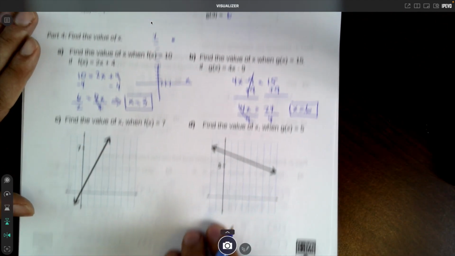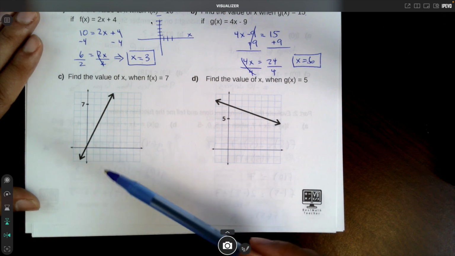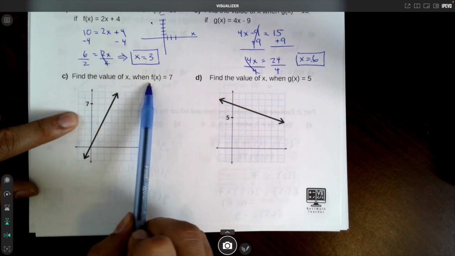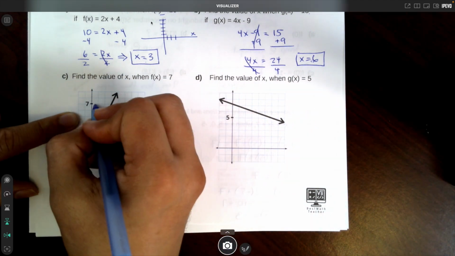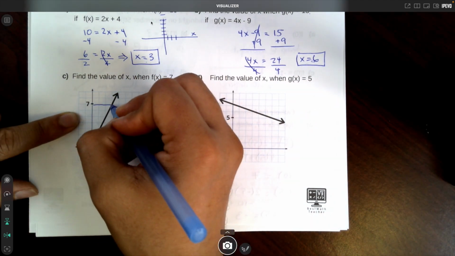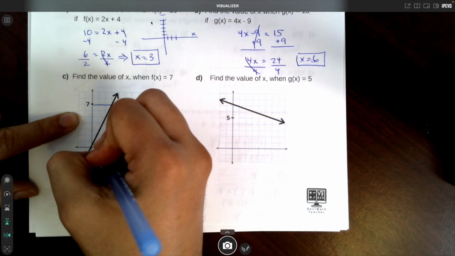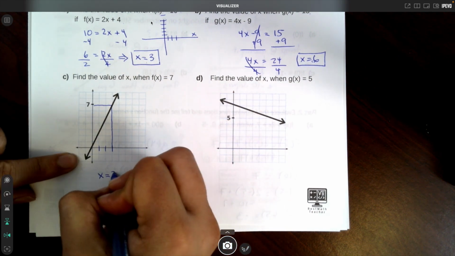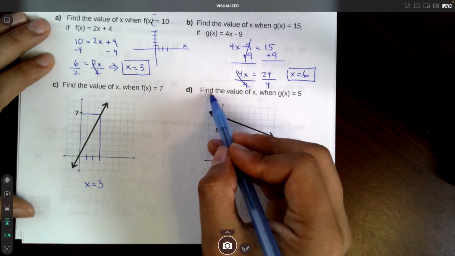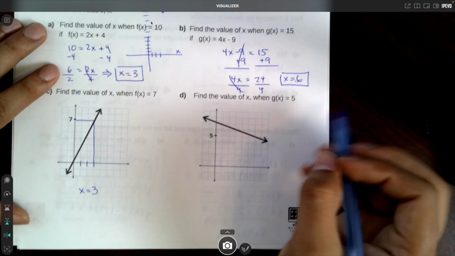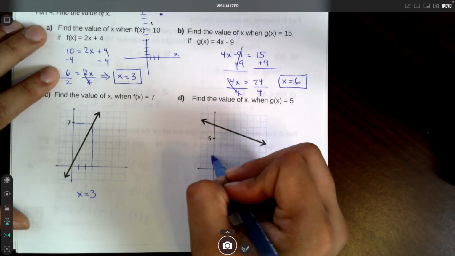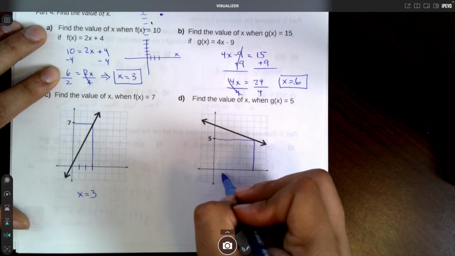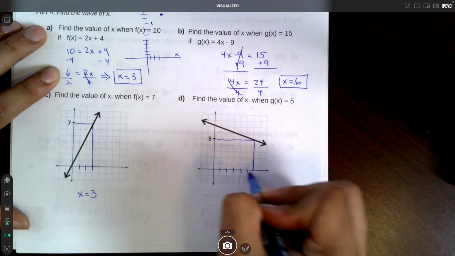Okay? Now, we can also do that with the graphs. And I try to make it easy for you guys. I even put the numbers over here. So find the value of x when f of x is equal to 7. So if this is our y value, what's our x value? 1, 2, 3. So x equals 3. Let's find the value of x when g of x is equal to 5. So here's 5. 1, 2, 3, 4, 5. So go like that. Bring it back down. 1, 2, 3, 4, 5, 6.